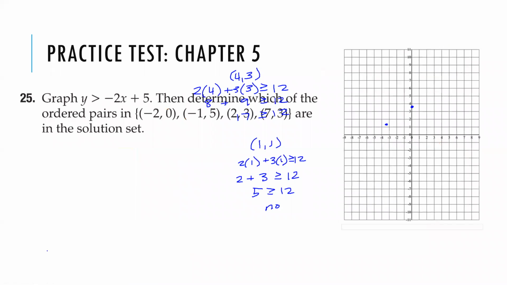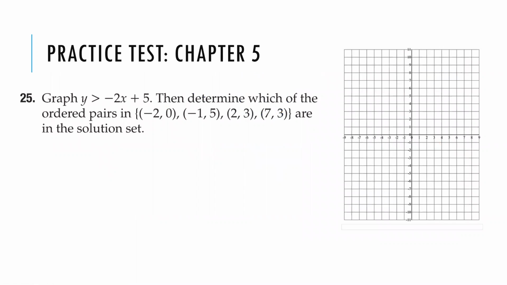All right. So here, number 25 says to graph y is greater than negative 2x plus 5, then determine which of the ordered pairs in here are in the solution set. Okay? So first, I'm going to graph this. It's already in slope-intercept form, which is nice. So my y-intercept is 5, and my slope is negative 2, which is the same as negative 2 over 1.